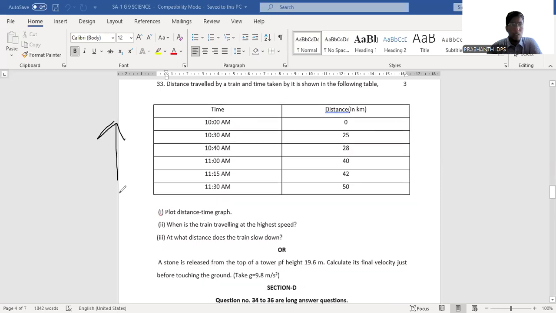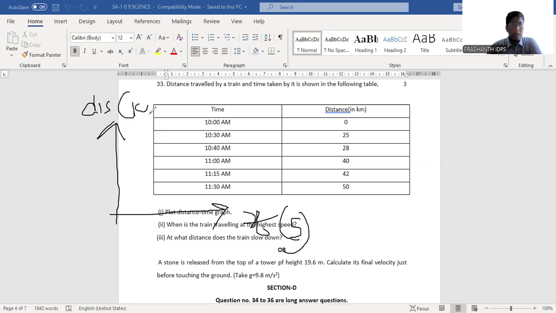We need to draw the graph here, x-axis and y-axis. So on the x-axis we will take time, time in SI units, so seconds, and on the y-axis distance, and distance is given in kilometers. So initially it will start. You need to take 0 here. So at 0 distance, what is the time? Time will be 10 a.m. I have given the same graph also in the key sheet. You can learn it from there. I'll show you for your reference.